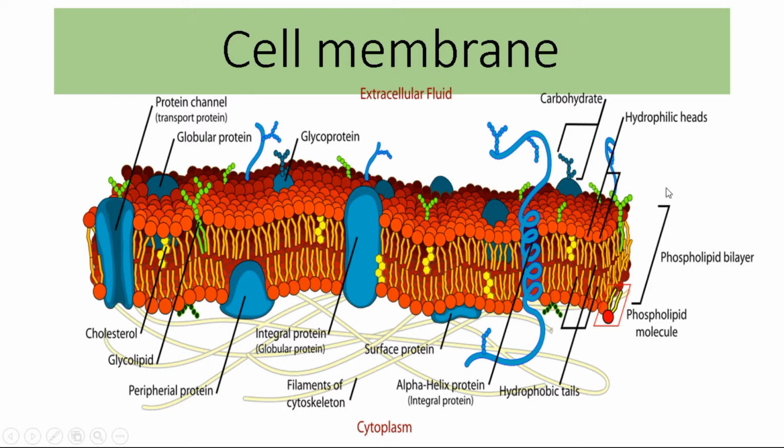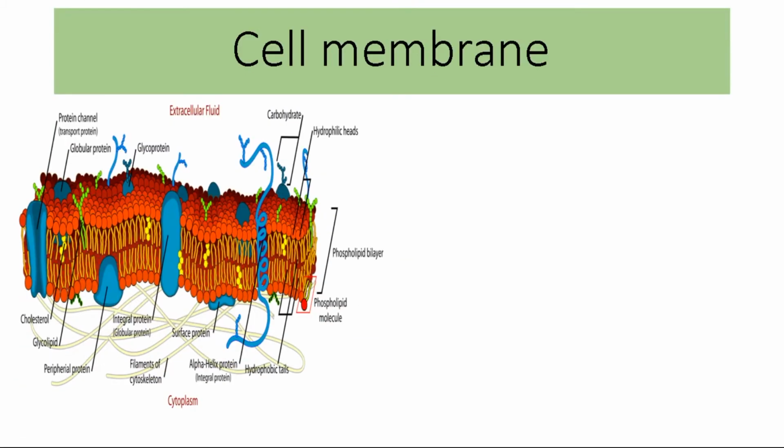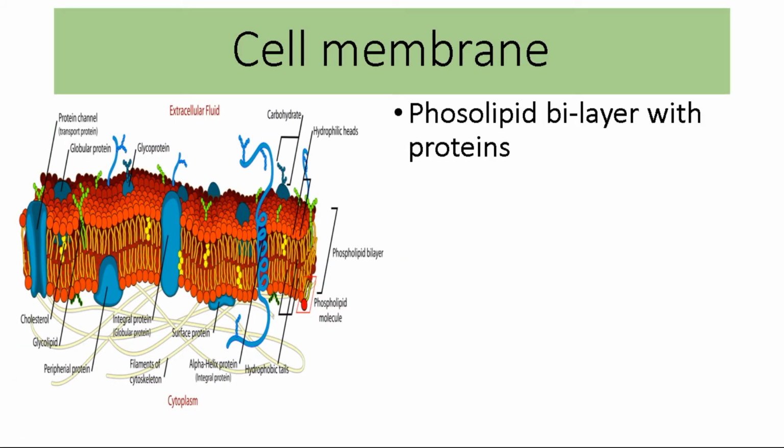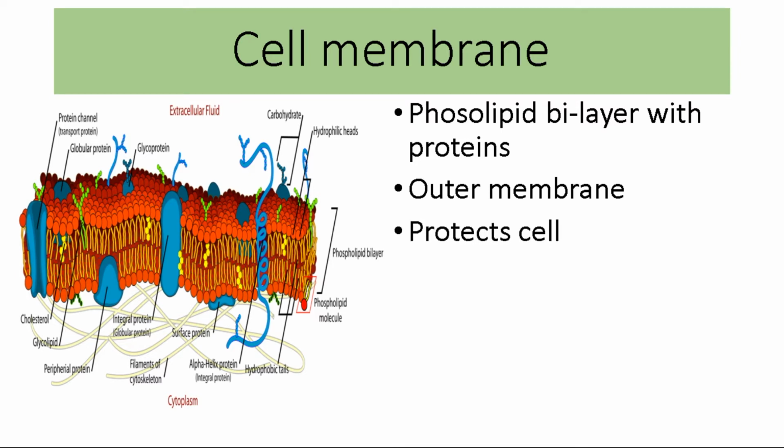The cell membrane is actually made up of two layers of fat, and we call those layers phospholipid bilayer, bi meaning two, and there are special protein molecules that span both of the layers. So, our cell membrane is a phospholipid bilayer with proteins. It is the outer membrane in the animal cell, and as an outer membrane, it protects the cell. Outer membranes often serve as protection. Being the outer membrane also means that the cell membrane encloses the cytoplasm.